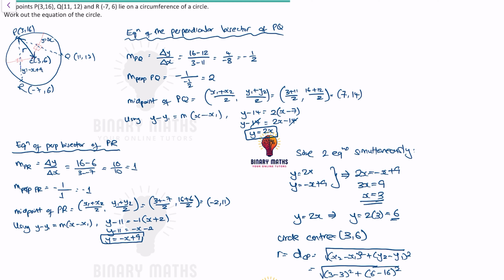And this implies that my final answer will be, because the circle center is 3, 6, it must be x minus 3 squared plus y minus 6 squared is equal to 10 squared, which is 100. So that's my final answer for my question.